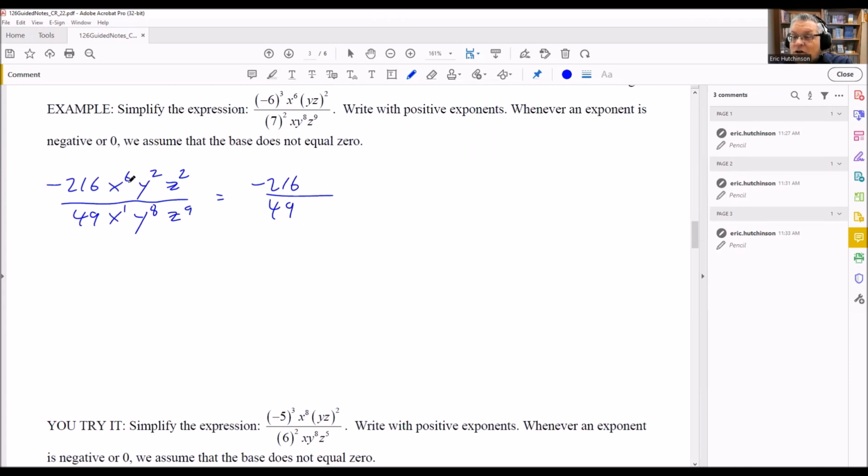And we want to see where we put this, top or bottom. For this x here, 6 minus 1 is 5. Since the larger number is on top, that's where we're going to put our answer there, x to the 5th. But this next one, the highest power is on the bottom, 8. 8 minus 2 is 6. But since the larger power is in the bottom, I'm going to put y to the 6th on the bottom there. This I have 9 minus 2 is 7. Since the larger power is on the bottom, that's where I'm going to put my answer. So I'm going to put z to the 7th.